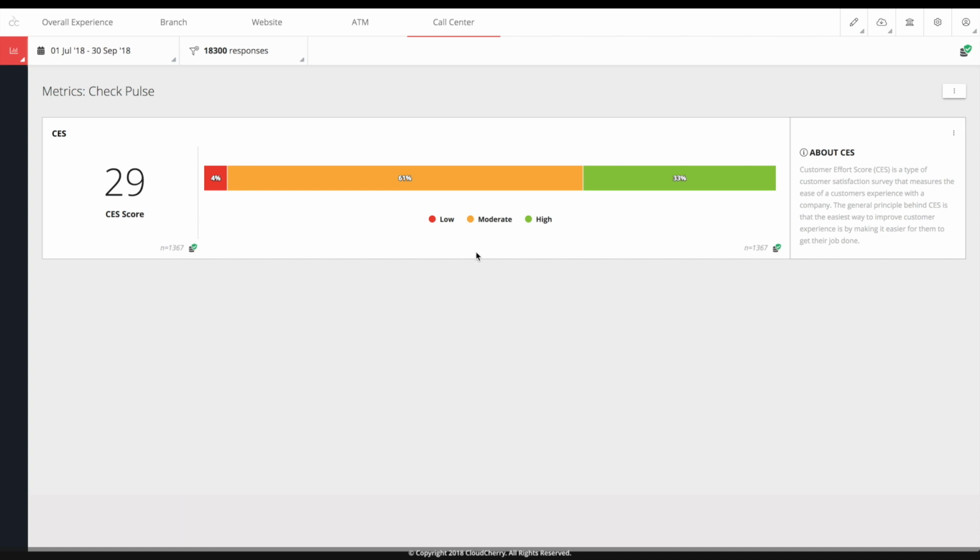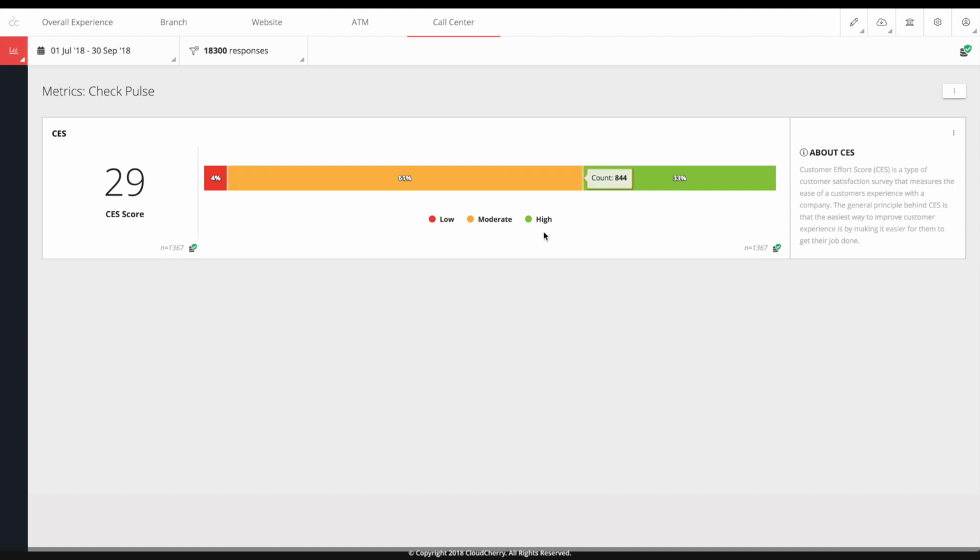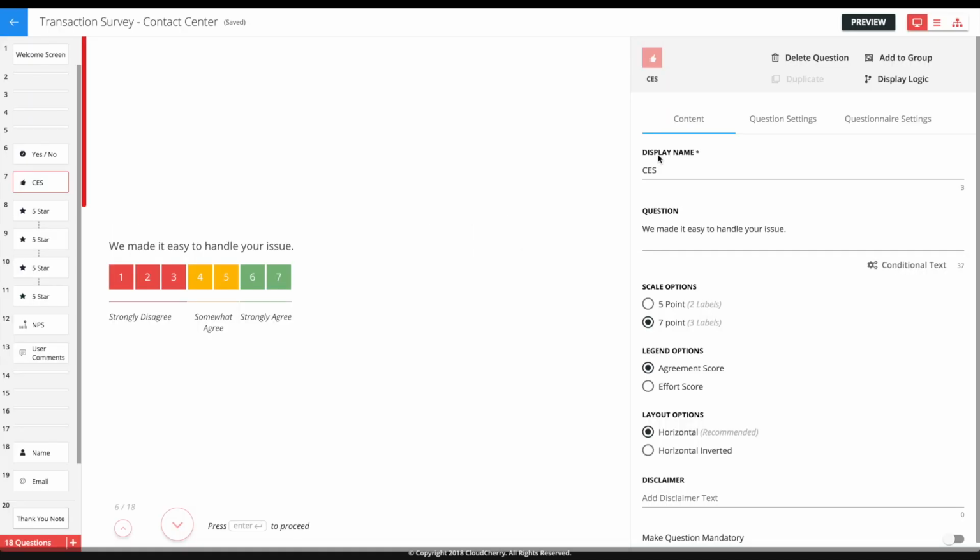So the way the score is calculated is looking at customers who have rated you either a 6 or a 7 if it was a 7-point question. These then contribute to those who have rated you high. So high represents those who have rated you 6 to 7 if it is a 7-point question, or 4 or 5 if it is a 5-point question that has been asked to your customers.